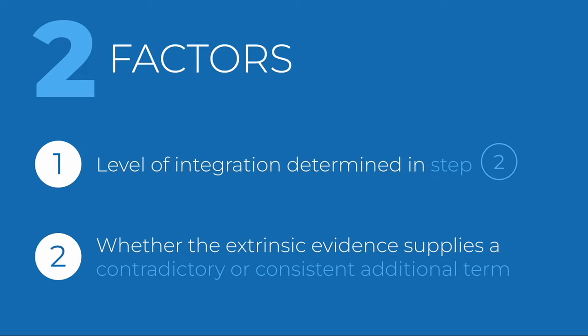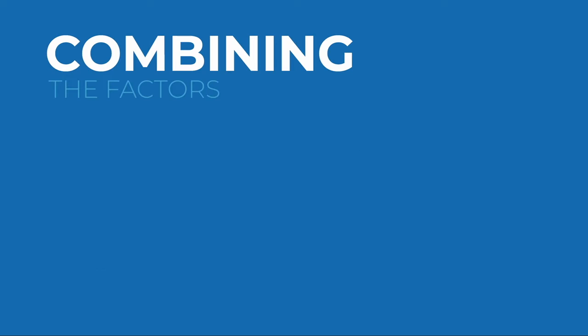And here, the other question the court will need to consider in going, should we allow this in or not, is not only the level of integration that we just determined in the previous step, but also, when we look at this evidence, is it consistent or inconsistent with the rest of the agreement? Is it consistent or inconsistent with the written agreement? So does it contradict? Or is it a consistent additional term? So how do we combine that? Well, let's look at it.